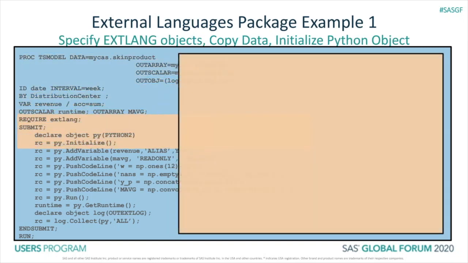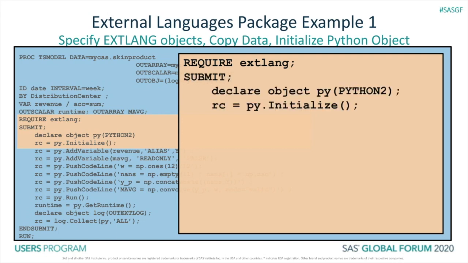All right, so now we can get to the next section. The first thing we do is specify that we want to use objects for the external languages package, and we do that with this require statement. If you're a Python programmer, that's like an import statement. If you're an R programmer, it's like a library statement.